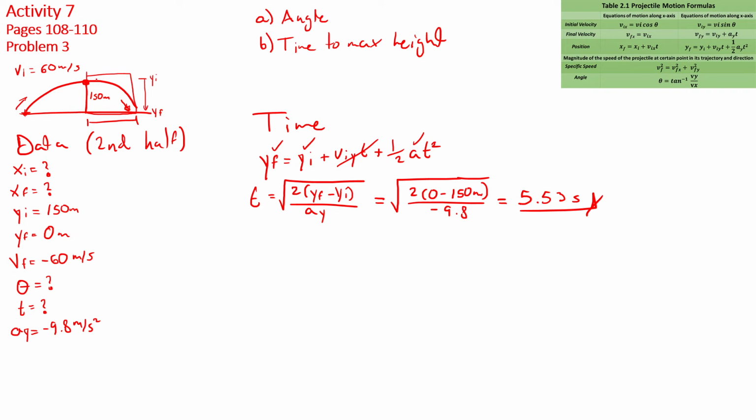That's the time from the highest point to the bottom. So it will be the same for the upwards motion. So that's the answer to letter B. The time to maximum height is the same as the time from the maximum height to the bottom. And now the angle. The angle is a little bit trickier, and it's calculated using this formula, right?